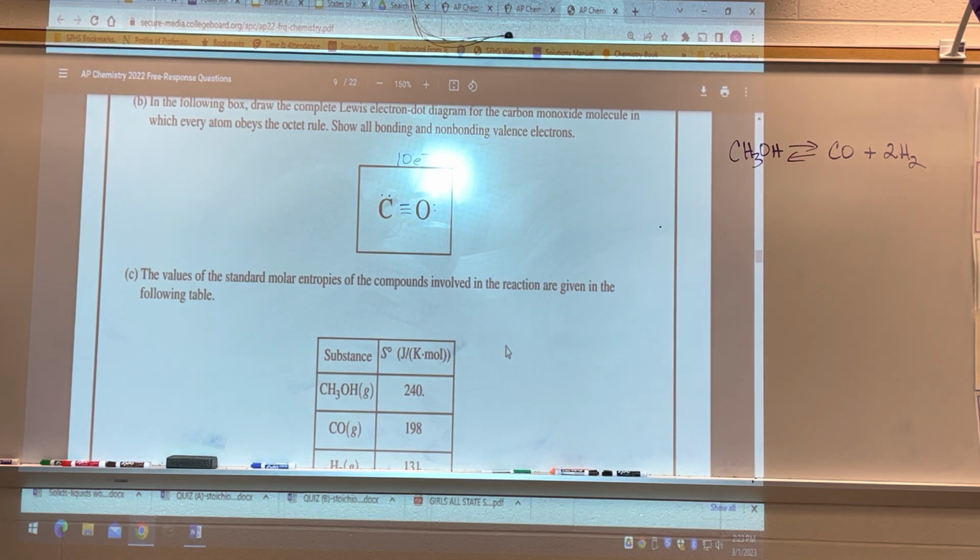It's a triple bond. Now you say, but oxygen can't form a triple bond. Well, it normally doesn't, but in this case it does, and the only way you can make the octet rule is to do the triple bond. Okay? Again, very doable.